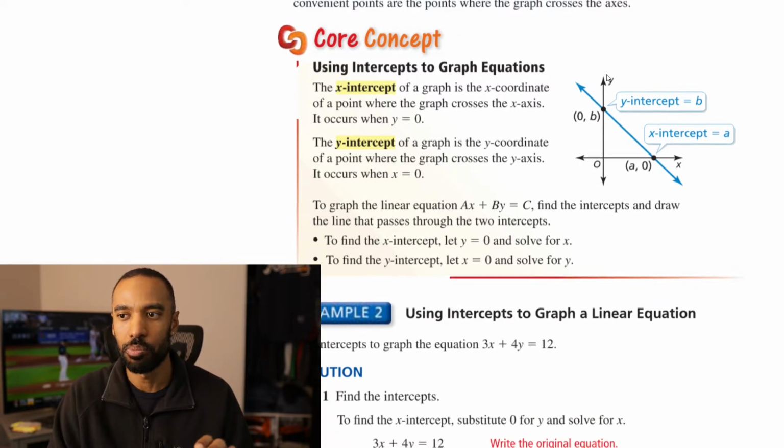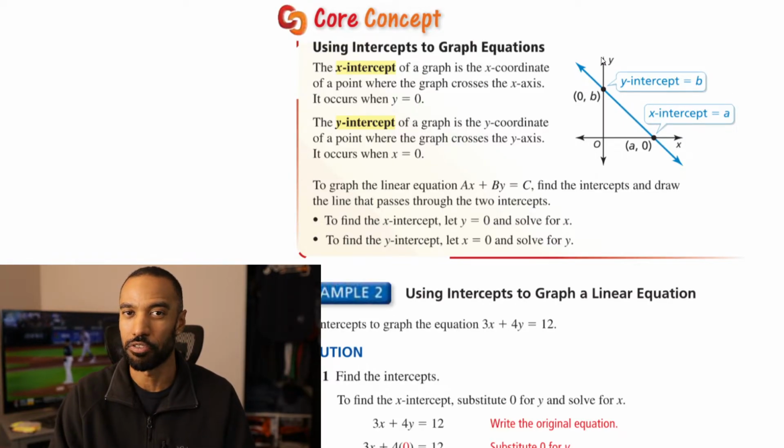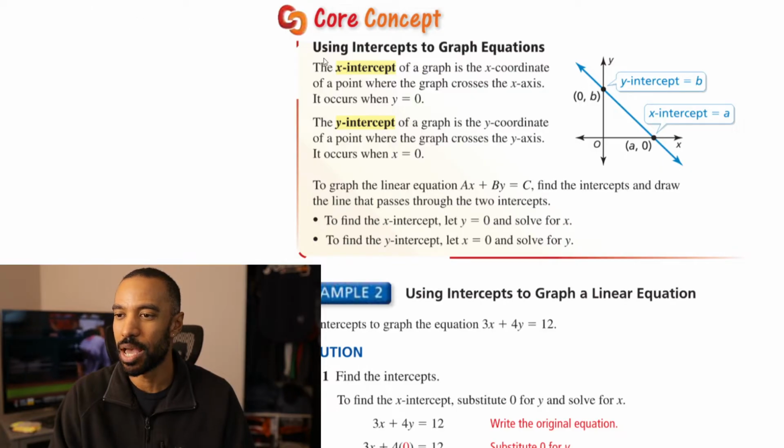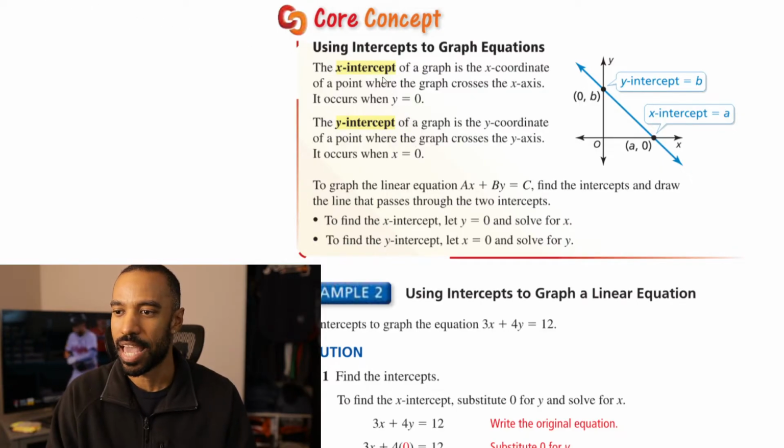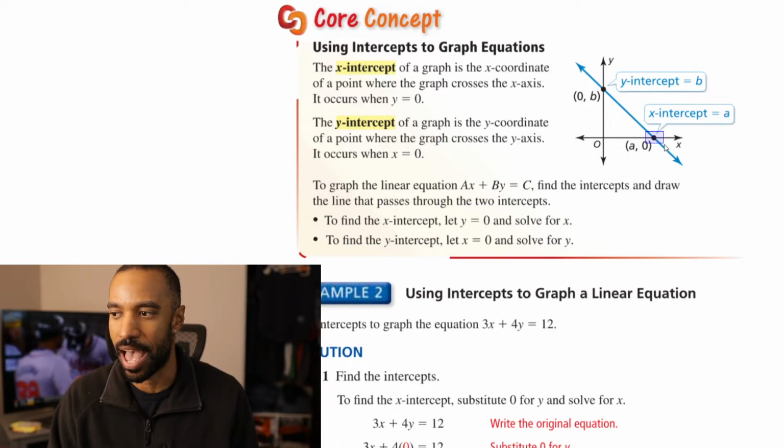So if I can get 2 points out of any of my graphs, I'm going to be able to draw a line through it. You know what points we can find really easily out of standard form especially? The x-intercept and the y-intercept. The x-intercept is the value of x where you cross the x-axis. It's where the graph crosses the x-axis. It's the value of x when y equals 0.